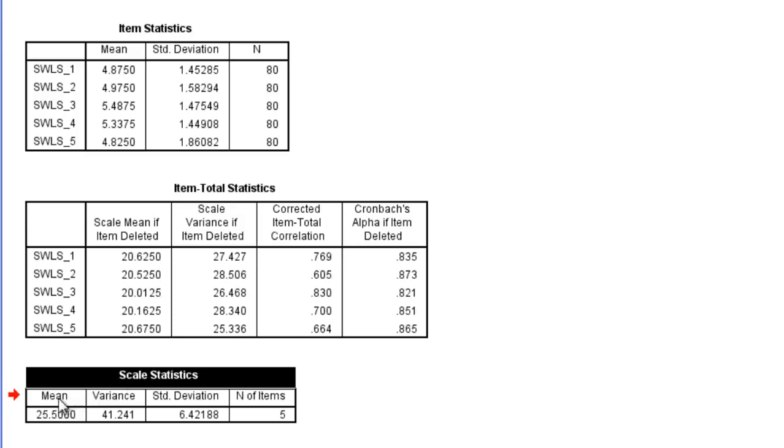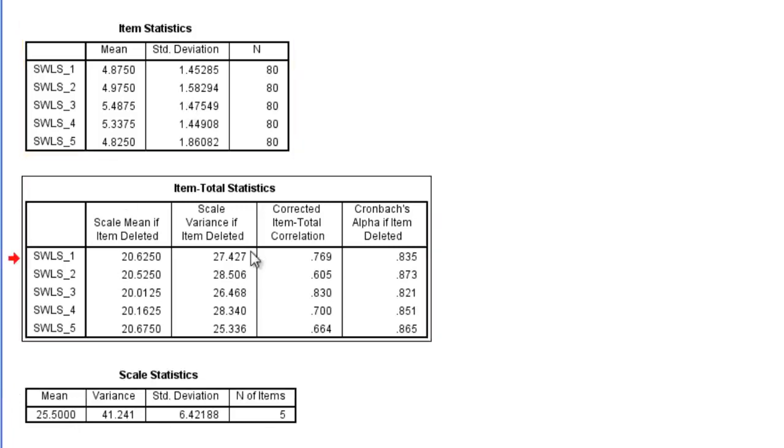So the average is given by the mean. The average score on this scale was 25.5. And then the variance was 41.24 with a standard deviation of 6.42. And once again, the standard deviation is the square root of the variance. And this mean here can be found by adding all these individual item means together. You should get, within rounding error, this mean of 25.5.